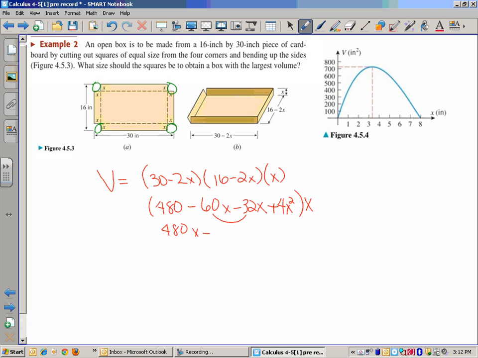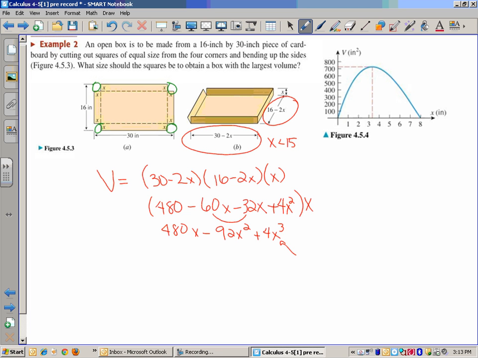480x minus, that would be 92x, so 92x squared plus 4x cubed. Okay, now, I should note that volume is a cubic quantity, and I have a cubic, so that's excellent. And in my head, I need to be thinking about a couple of things. I realize that x has to be less than 15, because at 15, the length of that side becomes 0.